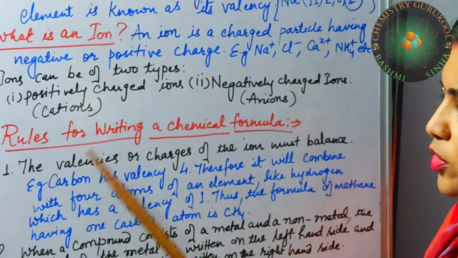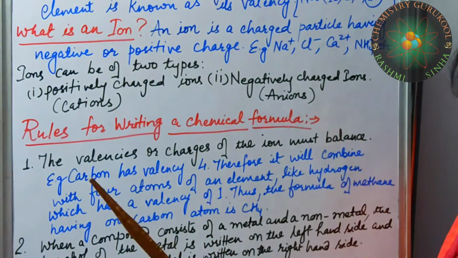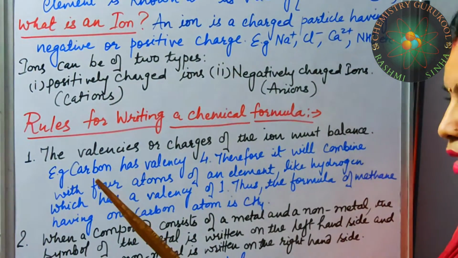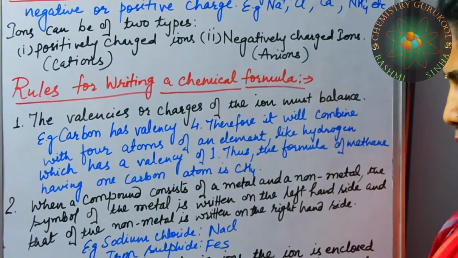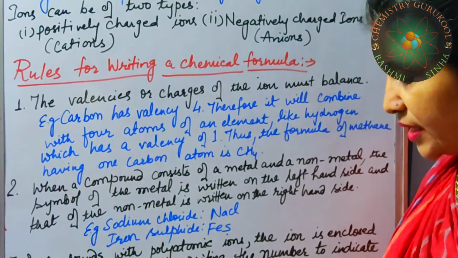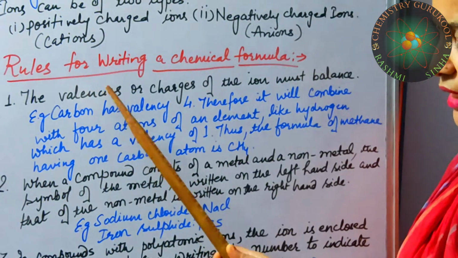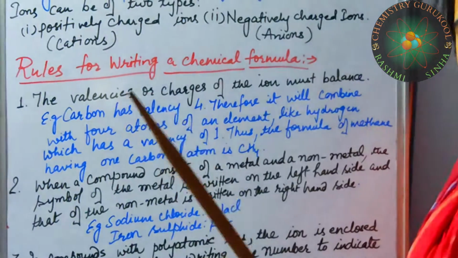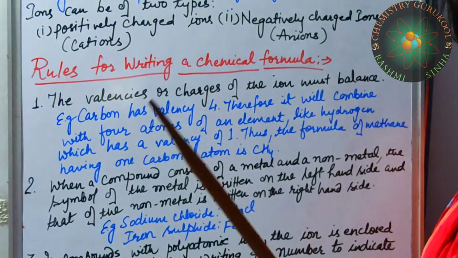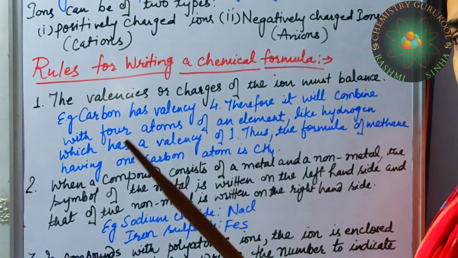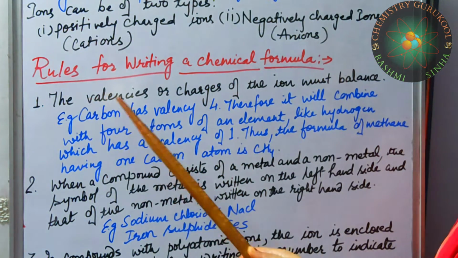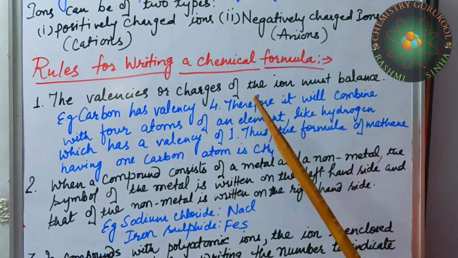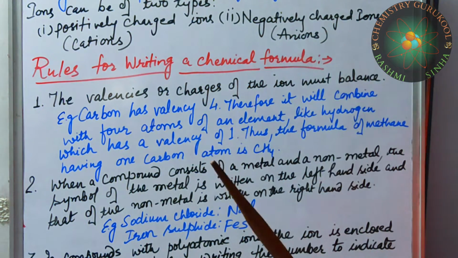This is the very important thing which you have to remember whenever you are writing a chemical formula. That is the rules for writing a chemical formula. Always remember, because these are the basic concepts. If you keep all these things in your mind, you will never feel awkward or fail while writing the chemical formula. First rule is that the valencies or charges of the ions must balance.